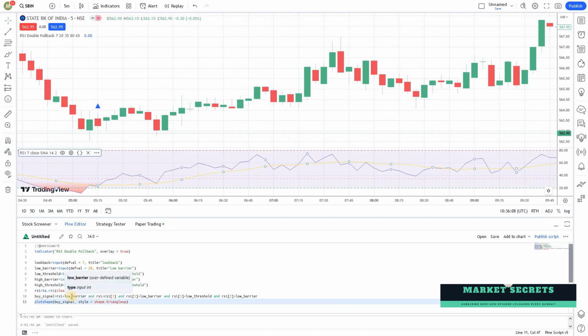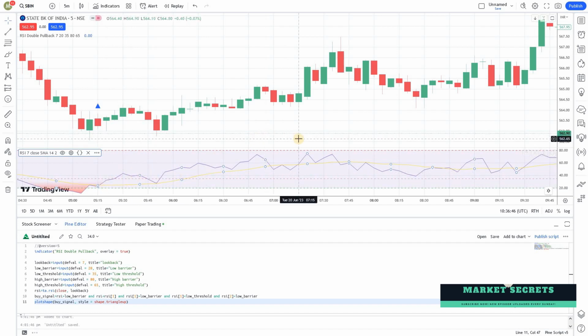And now the last condition, RSI should be greater than the low barrier. So the current RSI should be greater than 20, which is your low barrier, which is also true. Currently it's 22. If all these conditions are satisfied, you will get a long signal. So that is exactly what has happened here. So there is a double dip in RSI. At the second dip, we'll get a buy signal and we'll go long. That is the core of this particular strategy.